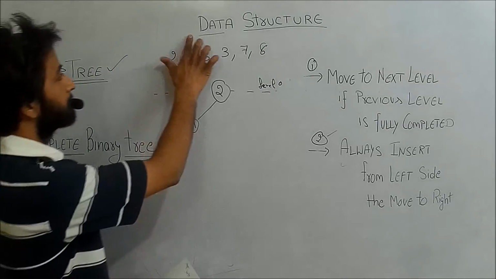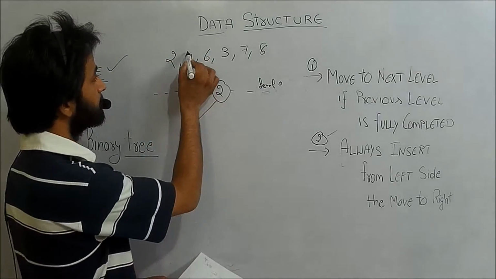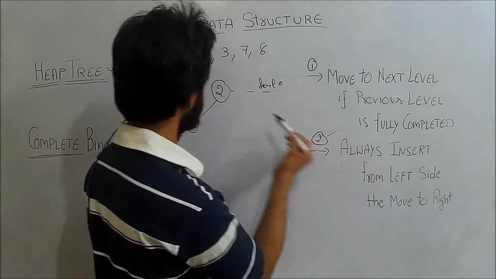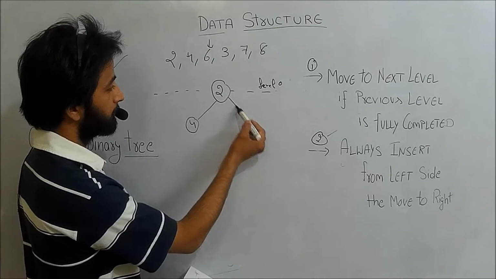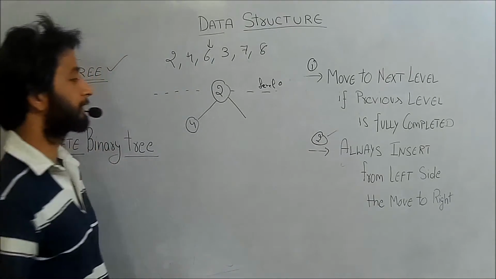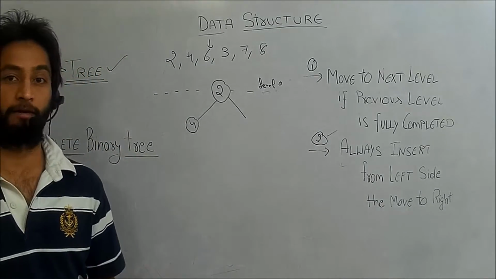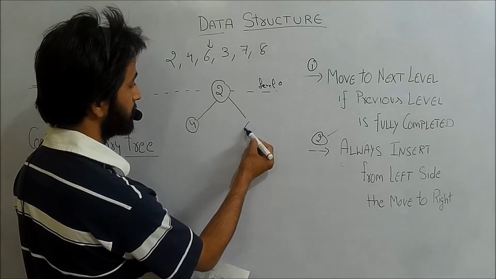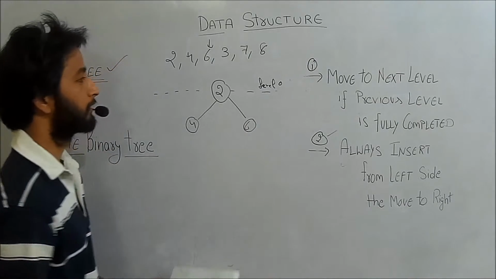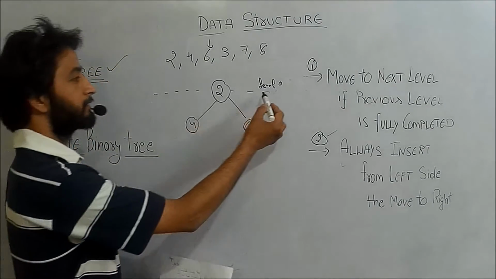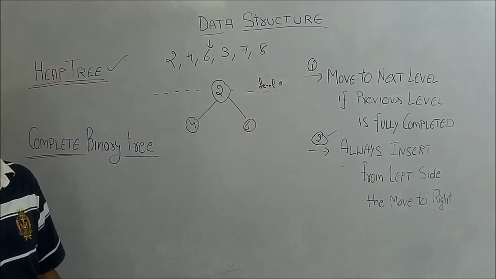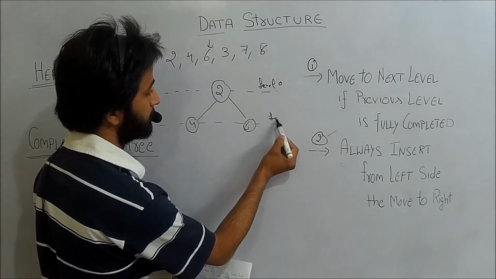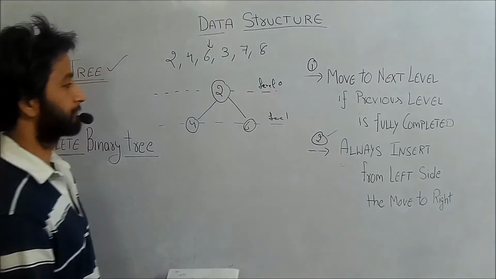Next element is 6. So 6 will be inserted to the right, because I have to start insertion from left, and after left we have to insert the next element at right. So 6 will be inserted here. So at this level, level 0 is fully complete, so I can move to the next level. Next level is level 1.